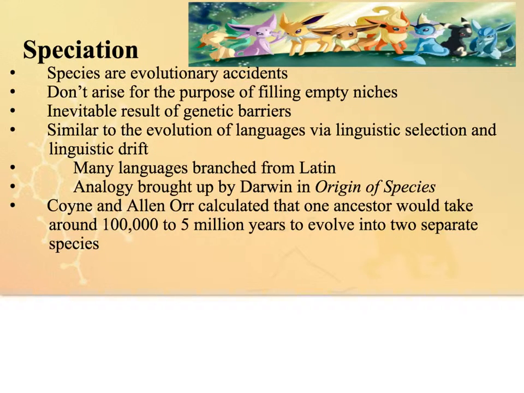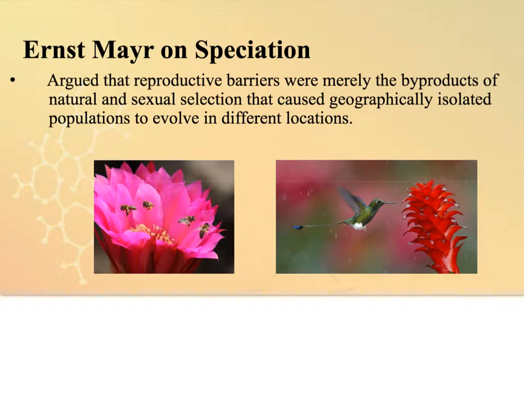Speciation does not arise for the purpose of filling empty niches, but it could be a result from genetic barriers or geographic barriers. Coyne and Allen Orr calculated that one ancestor would take around 100,000 to 5 million years to evolve into two separate species. Ernst Mayr argued that reproductive barriers were merely byproducts of natural and sexual selection that caused geographically isolated populations to evolve in different locations. In the book, Coyne uses hummingbirds and bees to explain specialization of flowers and pollinators.